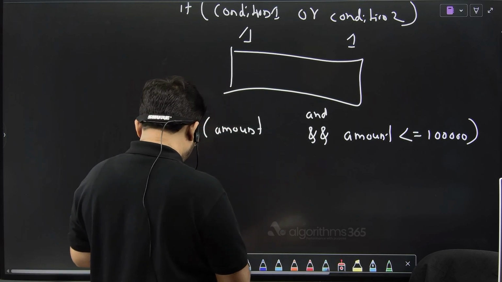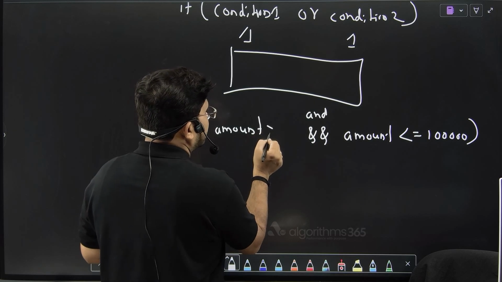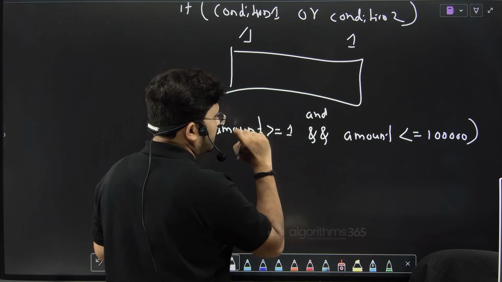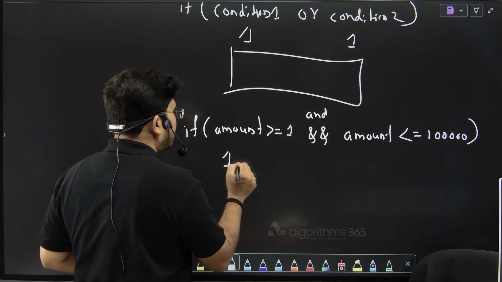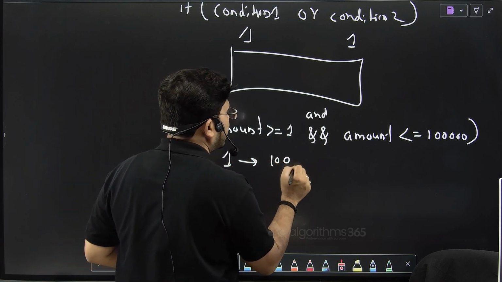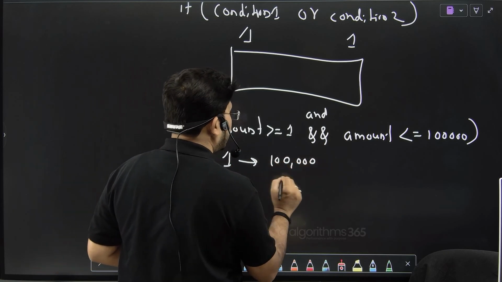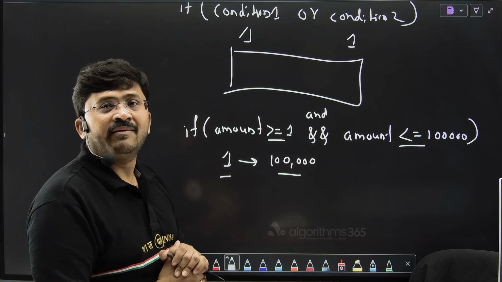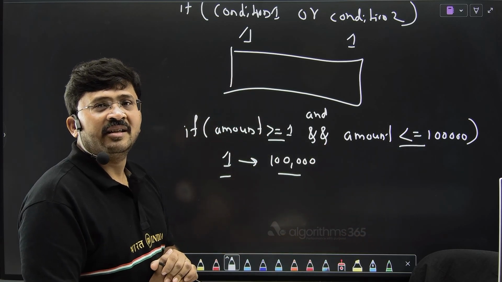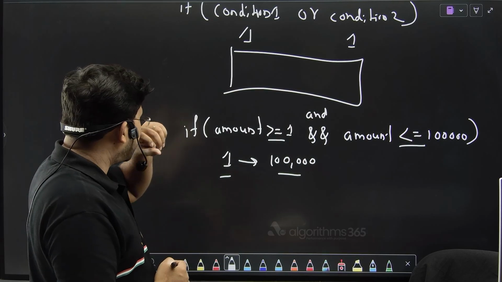They may say greater than or equal to 1, right? Like that, what we have done there. So it will allow anything between 1 to 100,000 inclusive of these two values. This is how they would have written the check in that UPI application.